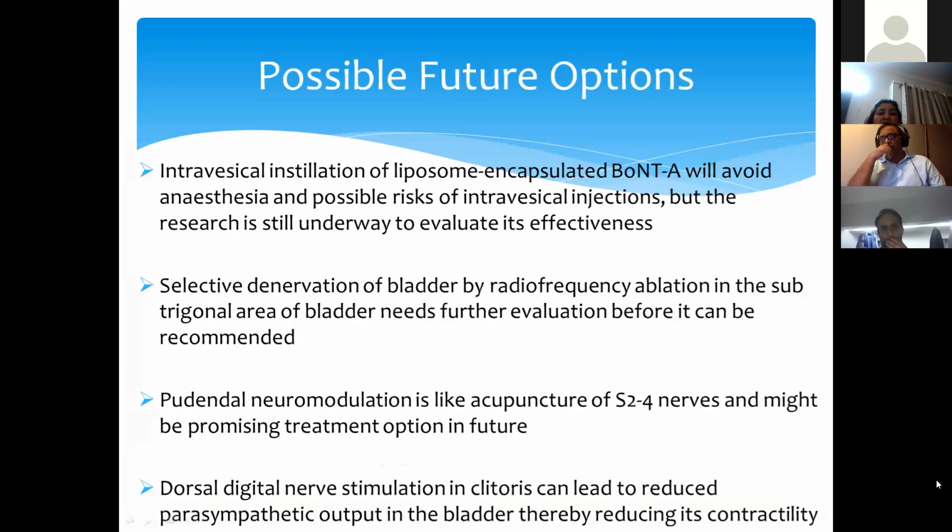Oh yes. So the future possible surgical options are intravesical instillation of liposome-encapsulated botulinum toxin. This will avoid anesthesia and be a clinic procedure. Selective denervation of the bladder by radiofrequency ablation. This is also daycare. And pudendal neuromodulation is like acupuncture, daycare. Dorsal genital nerve stimulation in the clitoris. All these papers are coming up, and they all seem to be very promising.